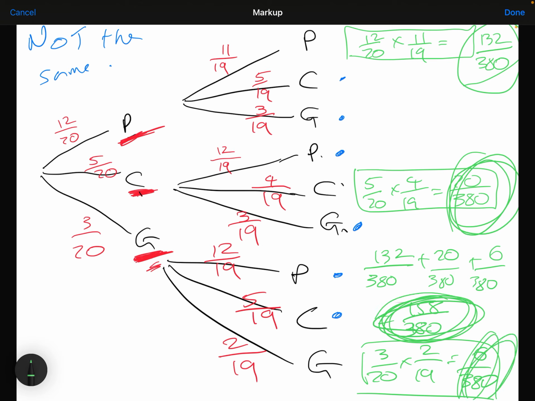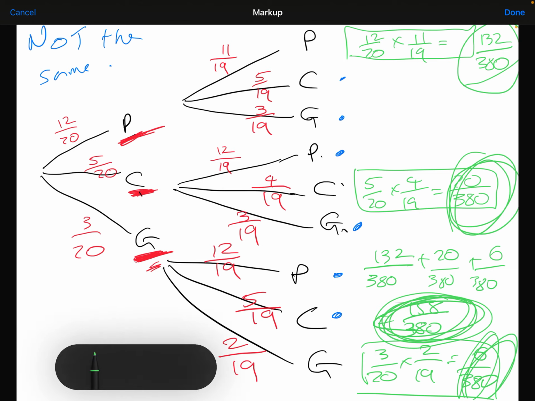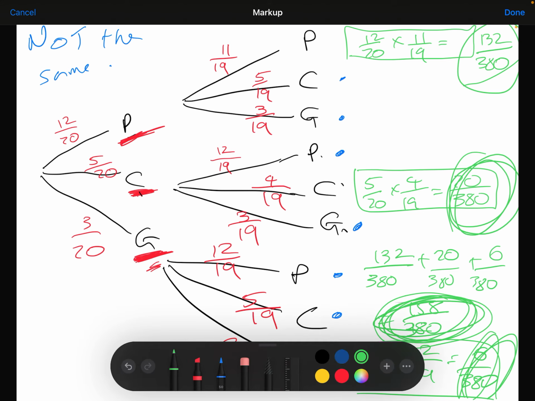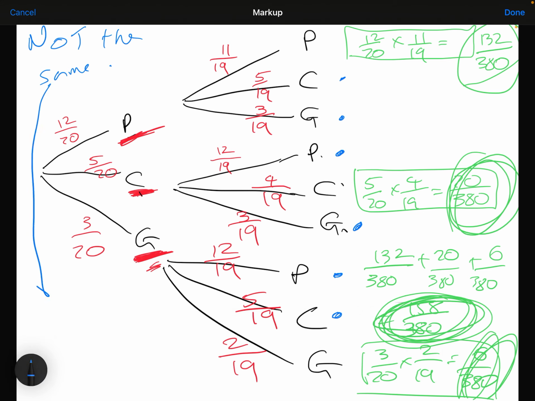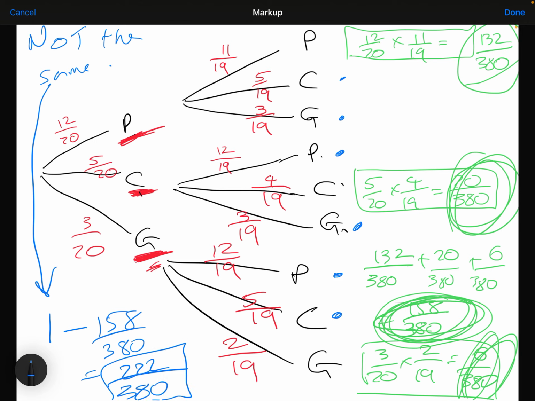So this is the overall probability that I take 2 biscuits that are the same. Remember, I wanted the ones that were not the same. So I'll do 1, take away 158 out of 380, which gives 222 out of 380. And that is the probability that the biscuits will not be the same.